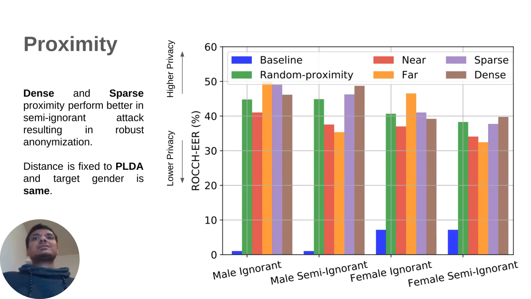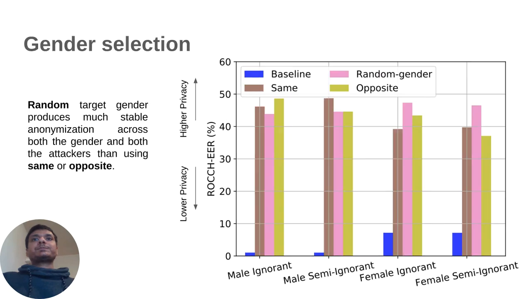Now let us look at the results of proximity. Here you may notice that in the semi-ignorant case, the purple and the brown bar, which are the sparse and dense regions, perform much better than the rest of the regions. Here we fix the distance to PLDA, and the target gender is same. So we may say that dense and sparse regions are much more robust in terms of privacy.